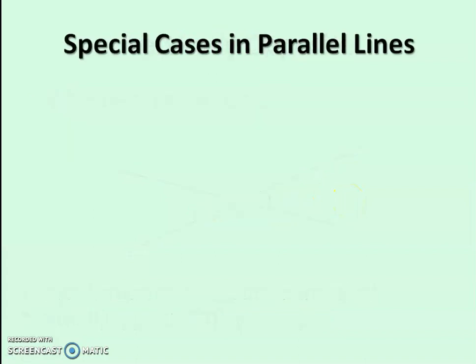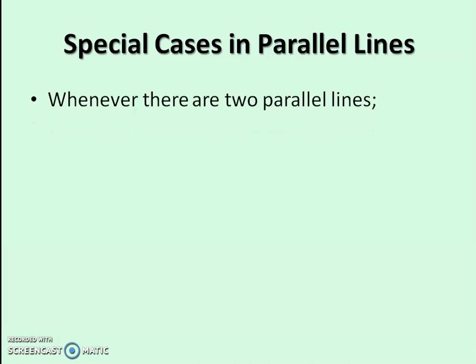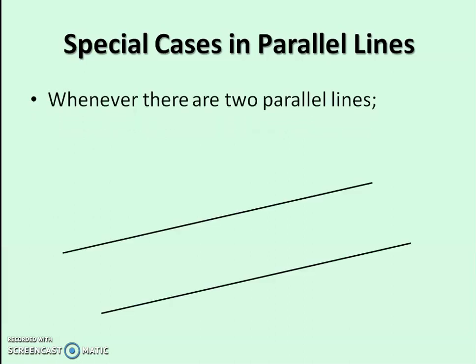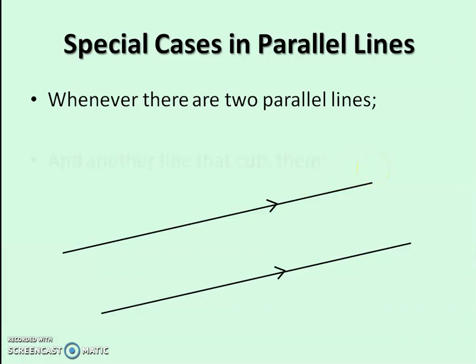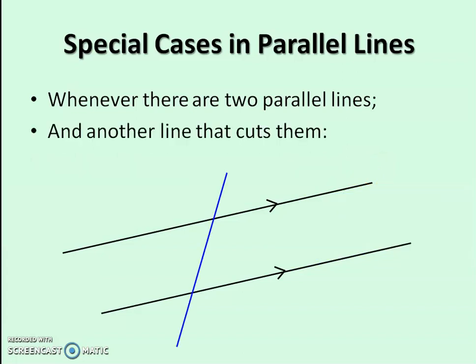Okay. There are also special cases that occur in parallel lines. So anytime you have two parallel lines, and this is true for 3 or 4 or 100 parallel lines as well, parallel lines are often indicated with an arrow on each one that go in the same direction that shows that these two lines are parallel. And you add another line that cuts through both of them. This line is called a transversal.